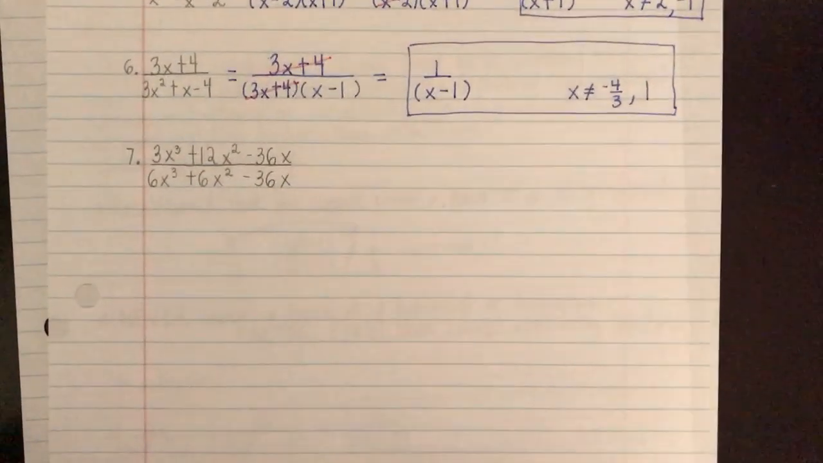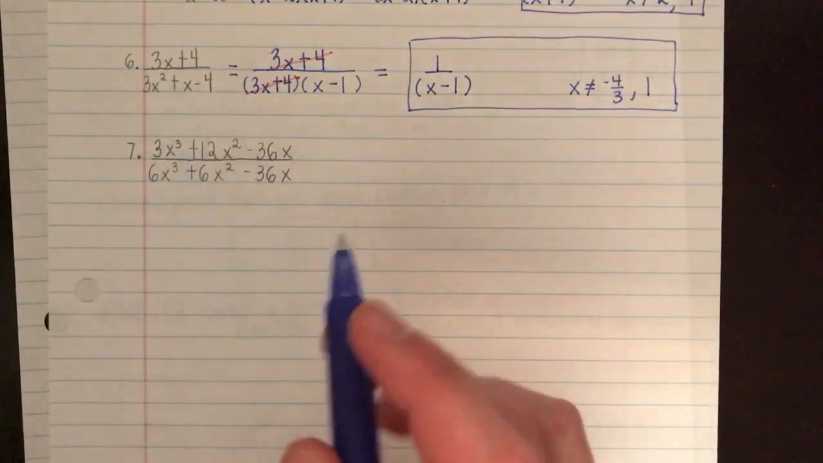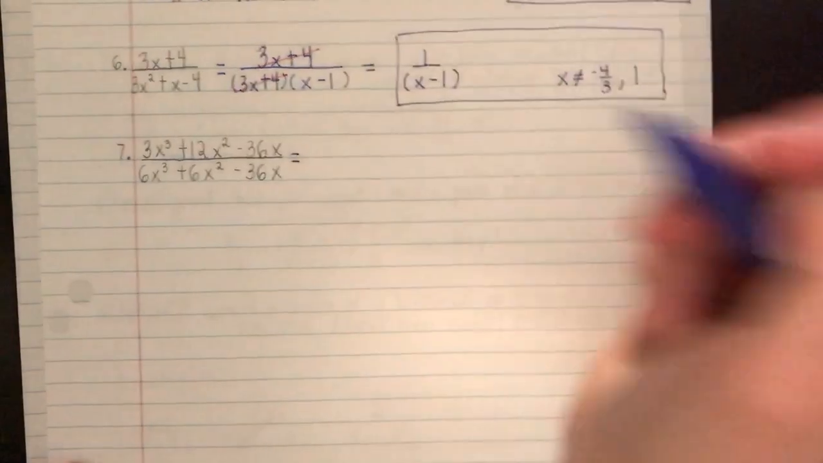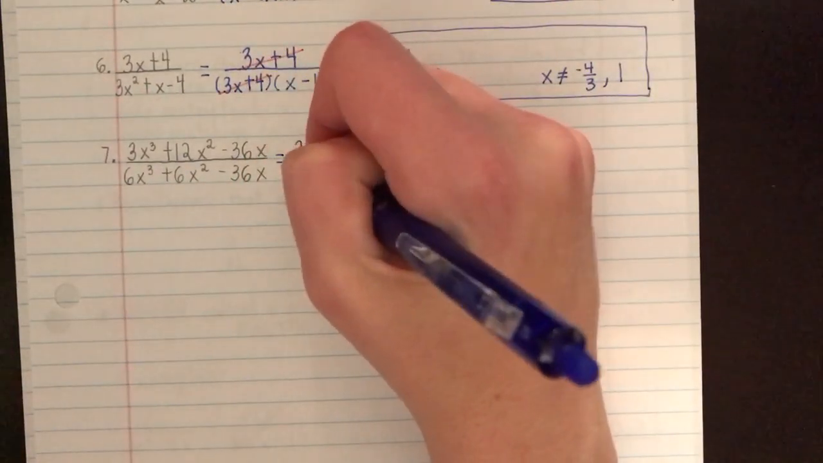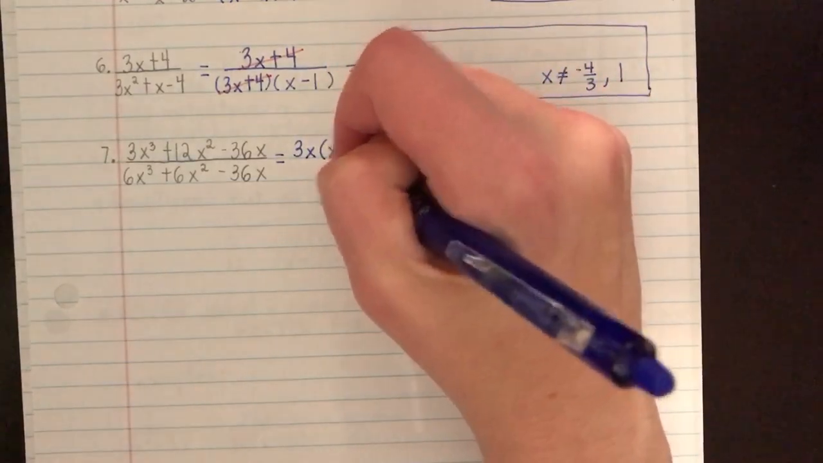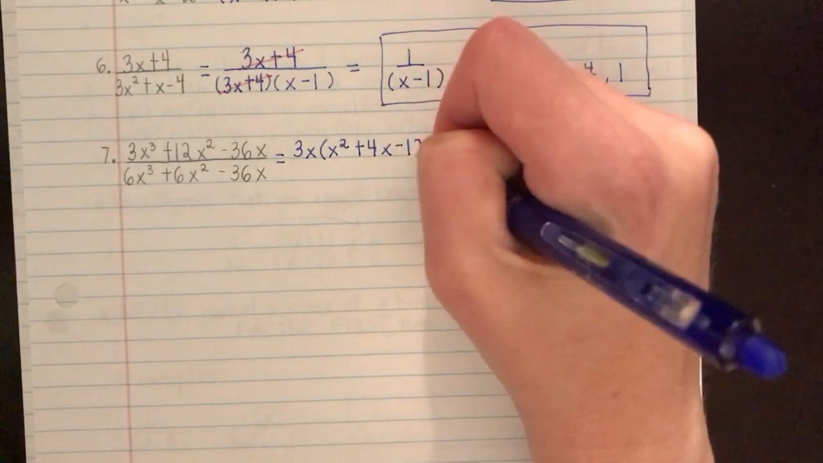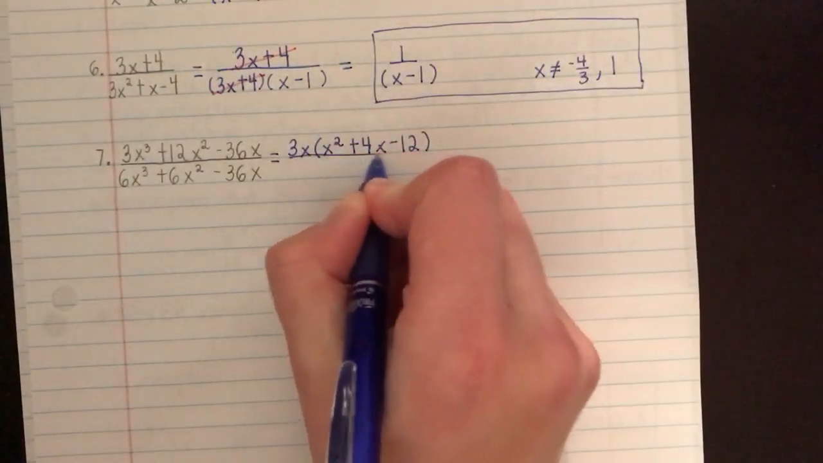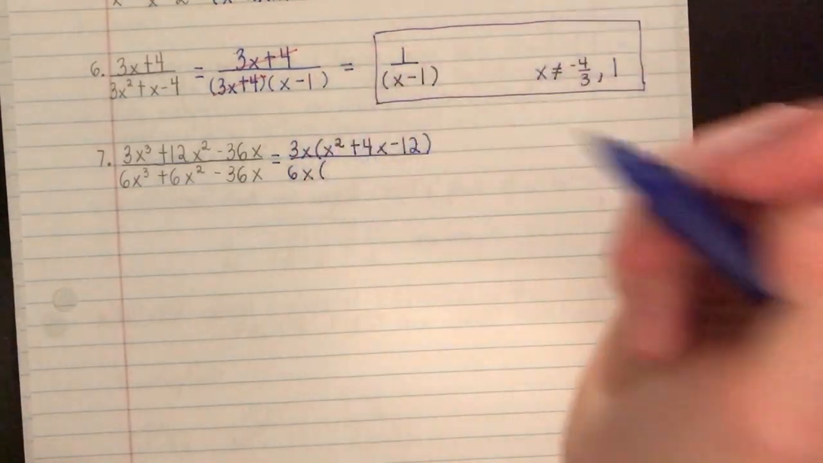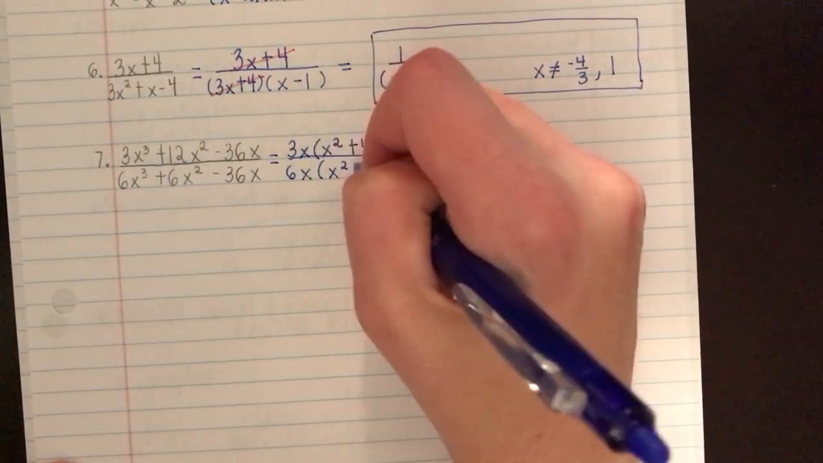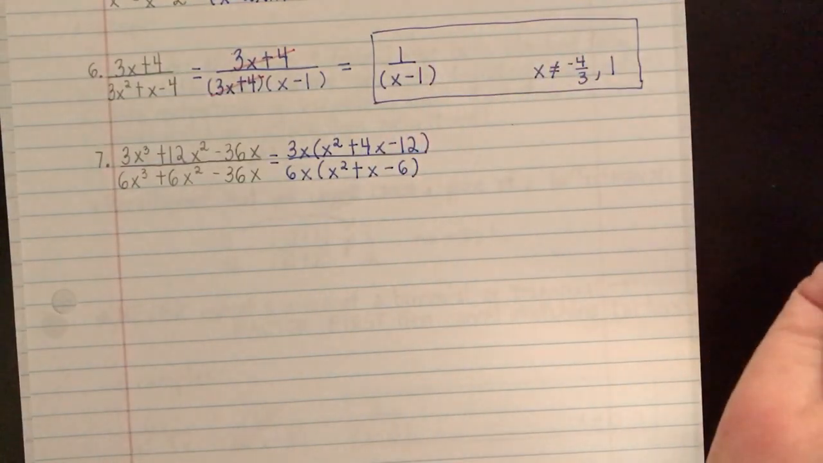All right, last example, number 7. Okay, I notice both numerator and denominator in standard form. Then I need to factor out my GCFs. I have a GCF on top of 3x, and that leaves me with x squared plus 4x minus 12. Okay, on bottom I have a GCF of 6x, leaves me with x squared plus x minus 6.